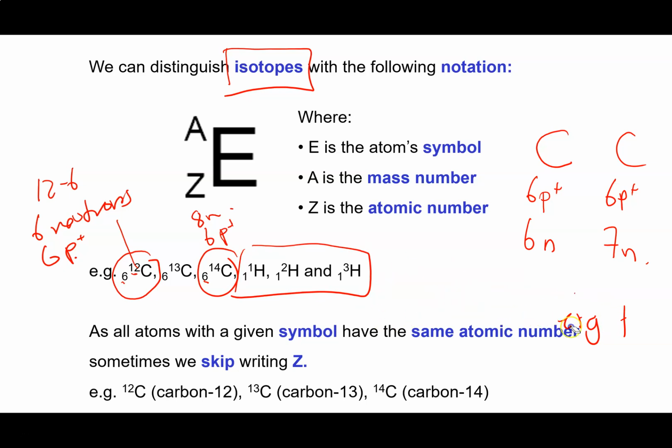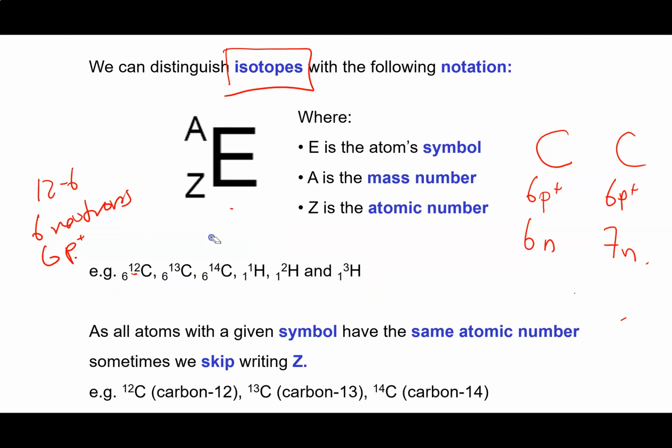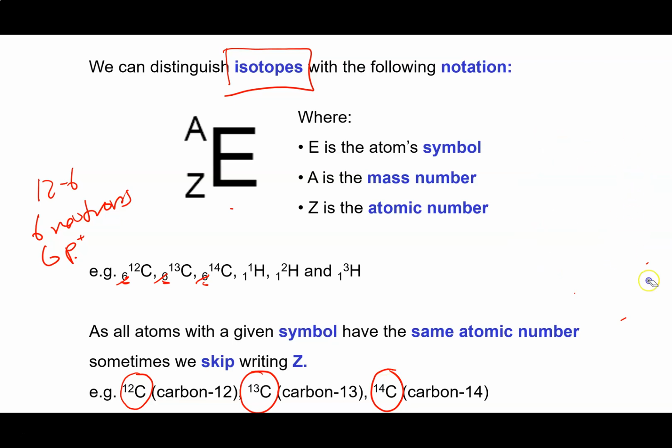Now, there are 2 things that are worth noticing. Every kind of carbon atom will always have atomic number 6. So it's kind of redundant writing both the atomic number and the symbol. People quite commonly will skip writing the atomic number when they're trying to indicate different isotopes, because they know that because it's carbon, it has to have atomic number 6.